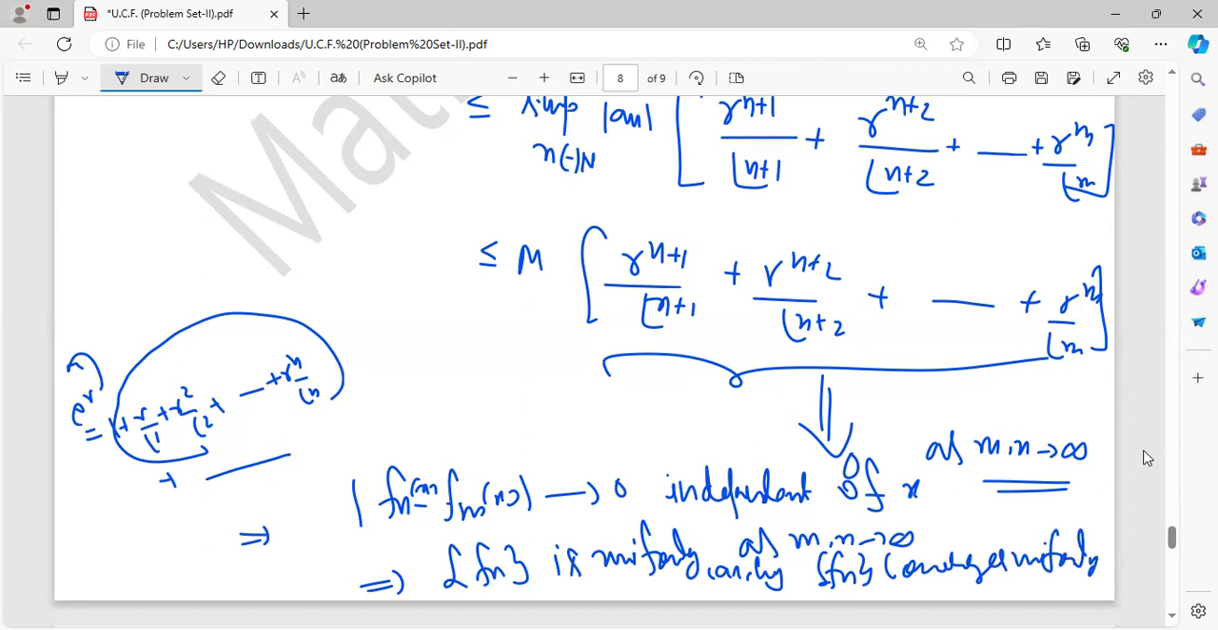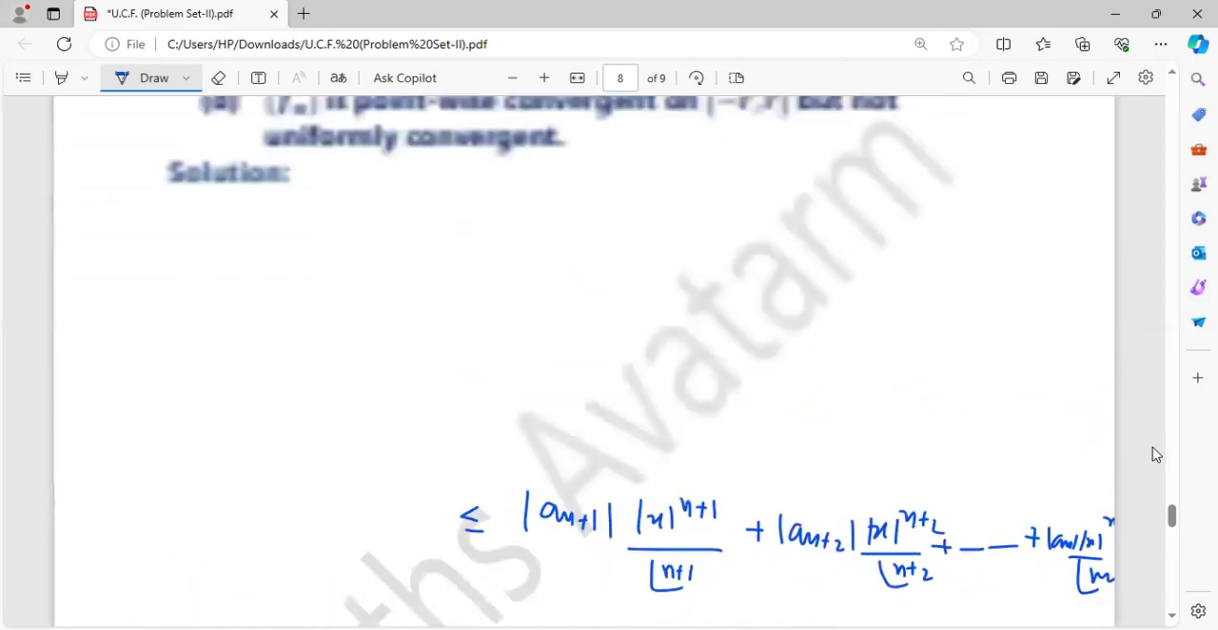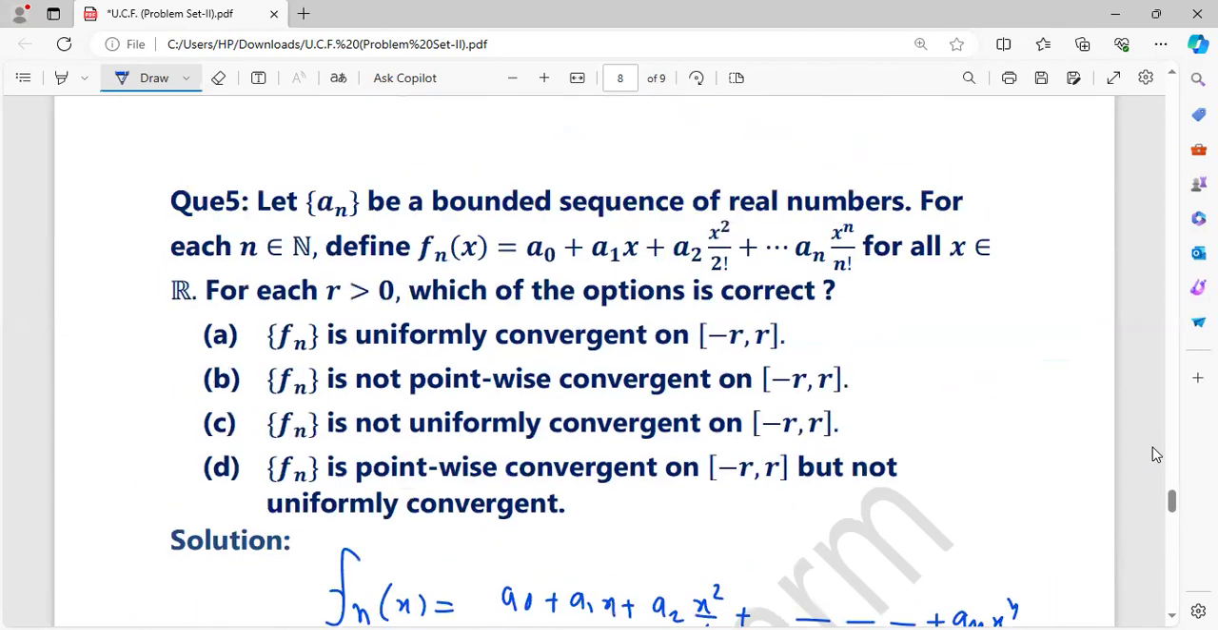So which option is correct? Let's see. Fn is uniformly convergent on minus r to r. Yes, this is correct. We have checked. Not pointwise convergent only. Uniformly convergent, pointwise is also, this is not correct. Fn is pointwise convergent but not uniformly convergent, this is not correct, we have checked. It is uniformly convergent. So option D is also not correct. So we have done all the questions in this session.